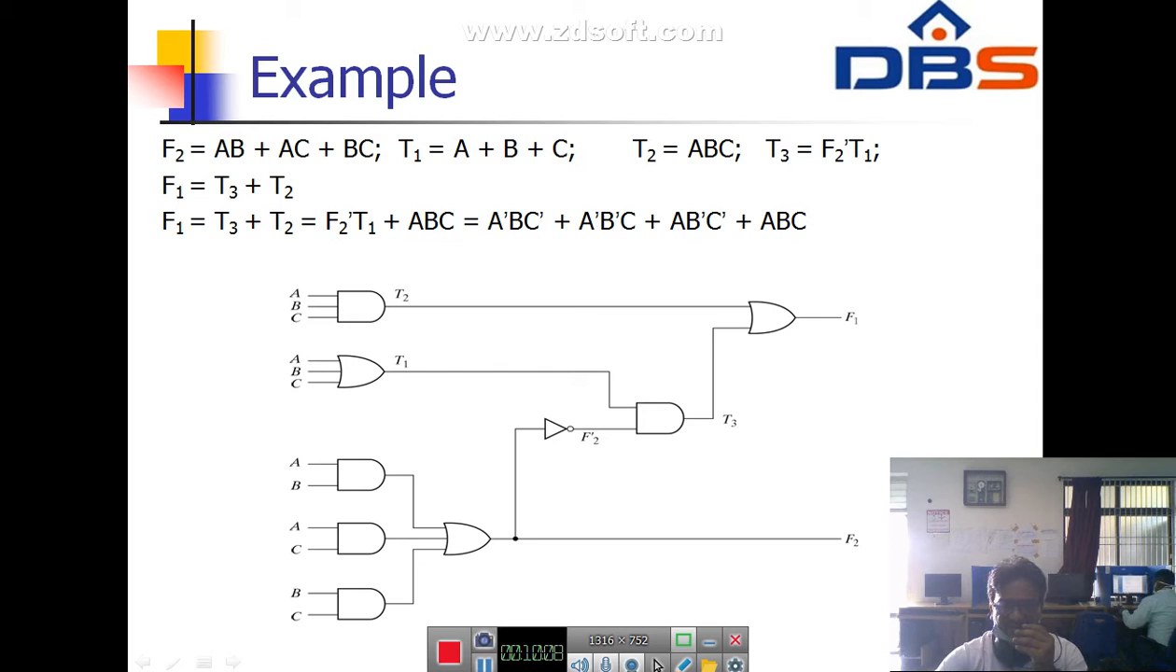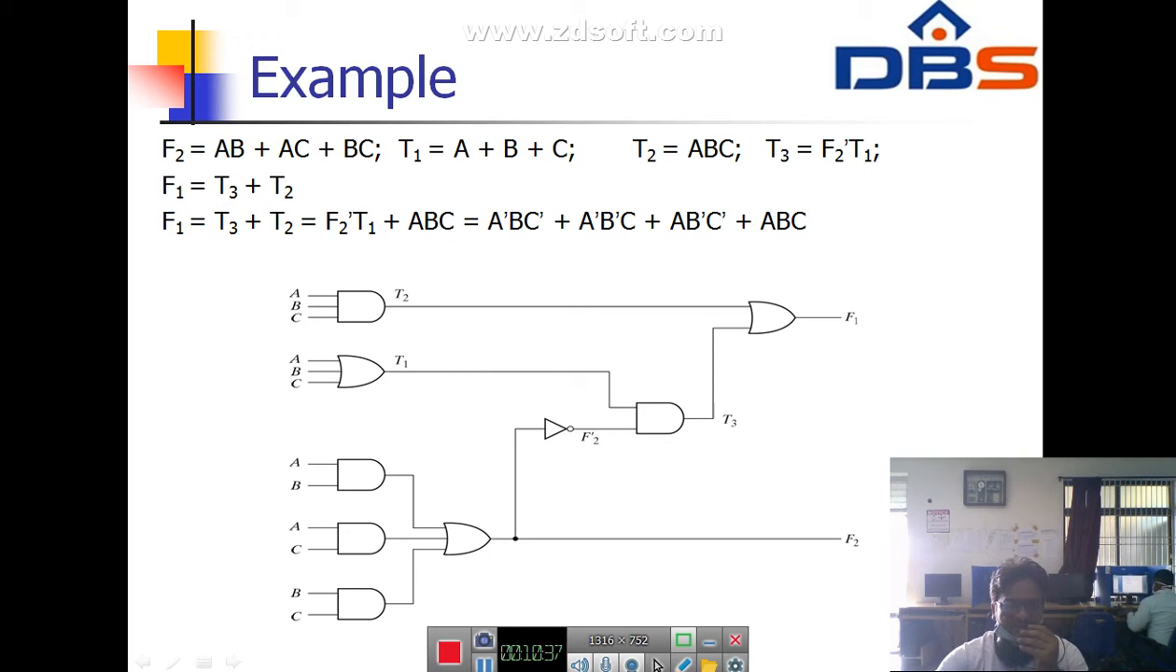That will be given to another AND gate. Here we get T3. T3 is nothing but F2 dash T1. Whenever we give T2 and T3 to one OR gate, finally we get the F1 functionality. By following this, we get the resultant combinational function.